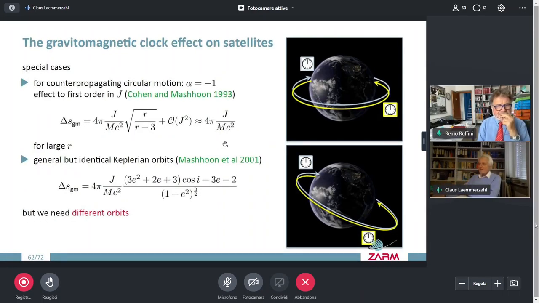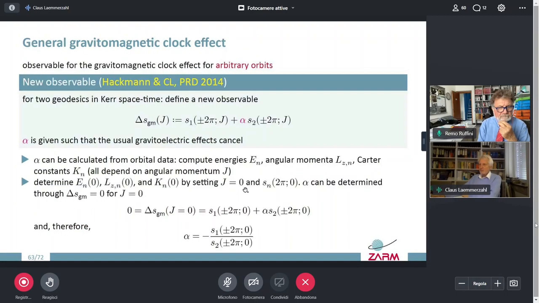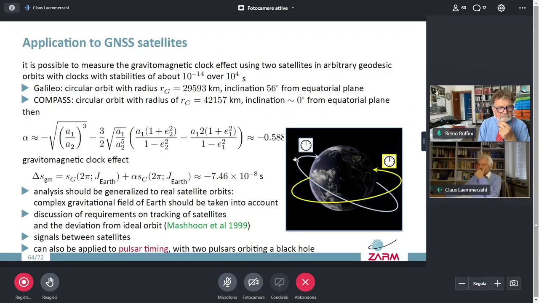There might be another effect which is due to the gravitomagnetic field of the Kerr parameter here. If you have two clocks which move around the Earth in different directions, you can do this in the equatorial plane and non-equatorial plane, or you can do this in general relativity, so that we defined a new observable. Then what comes out is that there would be a time difference of the order of 0.5×10⁻⁷ seconds, so of the order 10⁻⁷ seconds.